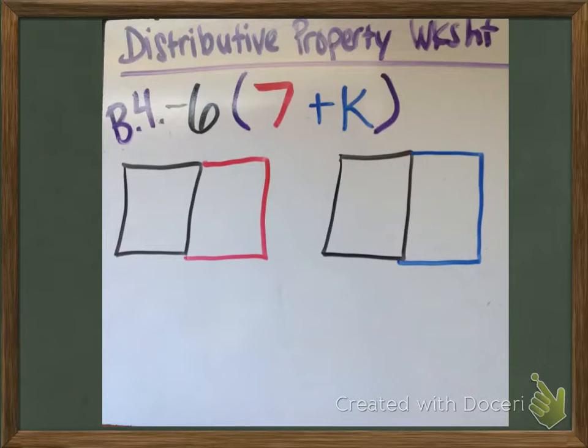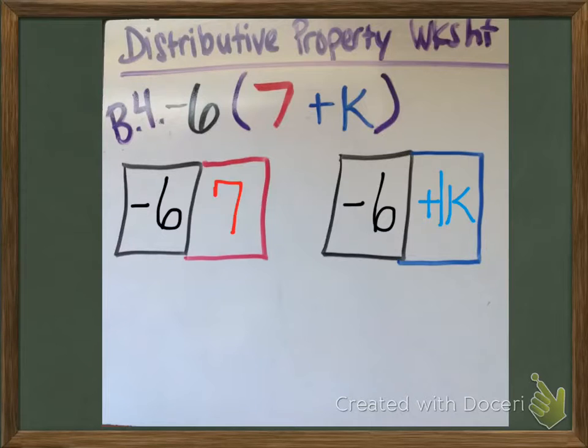Check out B4. A negative 6 times the quantity of 7 plus k. What do you think the answer is? Start out with your negative 6 in each of the black boxes. Bring down your first number, which is 7. And bring down your next one, which is a positive k. Remember, it's really a positive 1k.